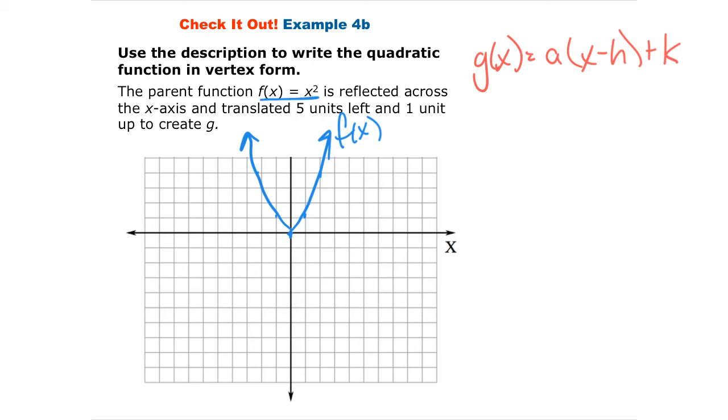Similar type of problem here, and I've started by writing my vertex form. My g of x is going to be reflected across the x-axis. That's going to make the whole thing negative. Basically, a is -1. Translated 5 units to the left, so it's going to be x plus 5, and 1 unit up, so it's going to be +1. If I go to graph that, I'm first going to find my vertex, 5 units left, 1 up, and then I know it's going to open downward because of that reflection.